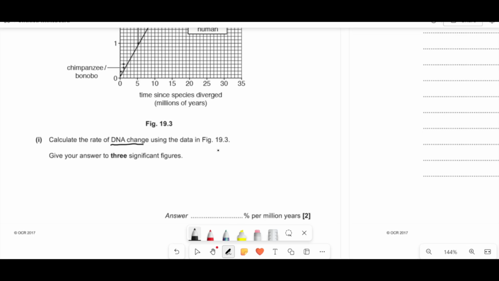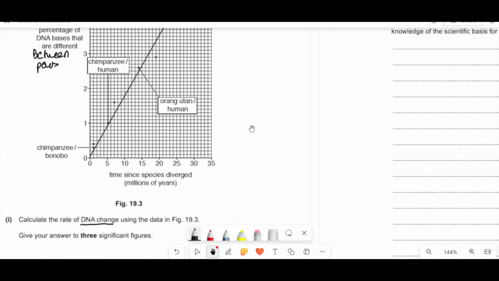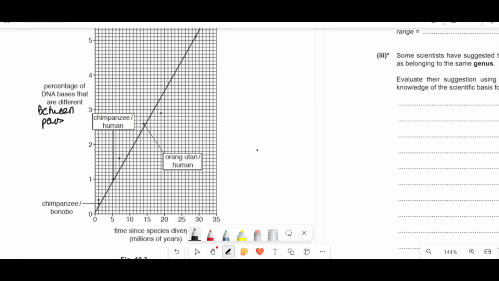to 3 significant figures. So here it kind of gives away what to do because it's percentage per million years, but also a rate means how something changes with something else, right? So how the percentage of change of DNA is changing with time. Now, if that's the case, you're looking at the change in the percentage divided by the change in the time, right? Which is your change in your y-axis over your change in your x-axis. When you look at that, that's known as your gradient.